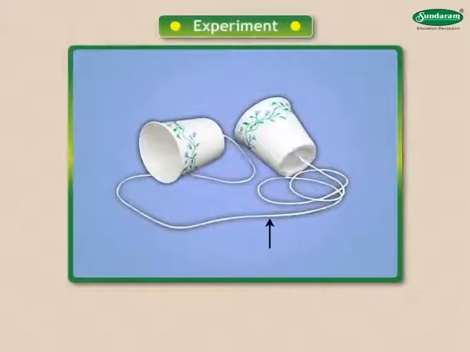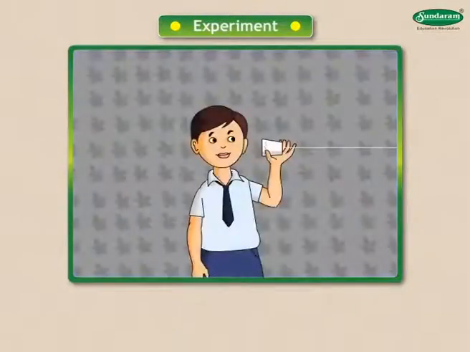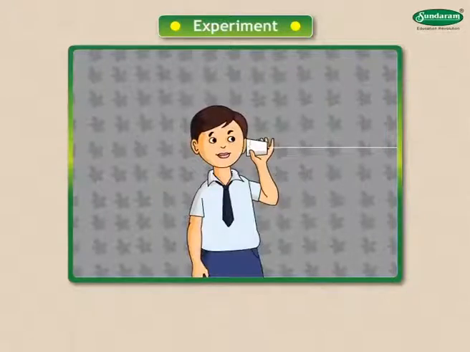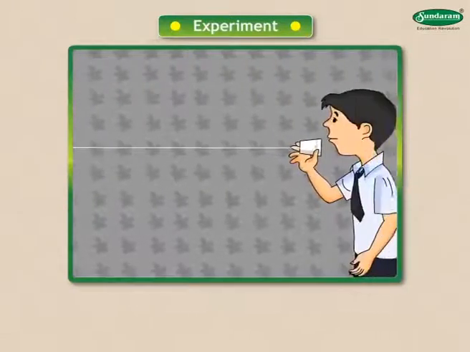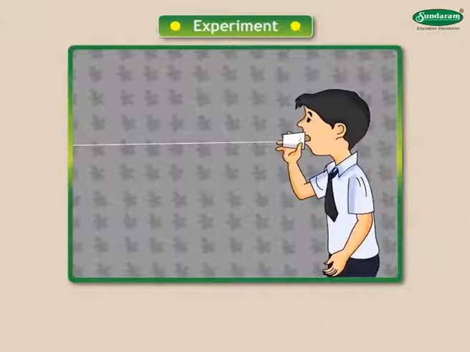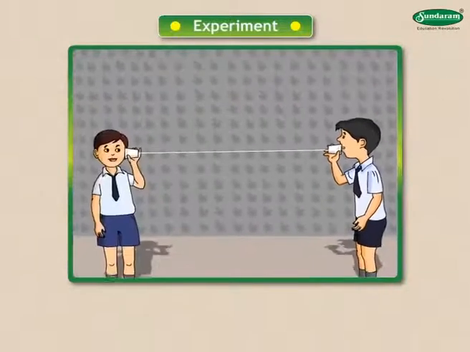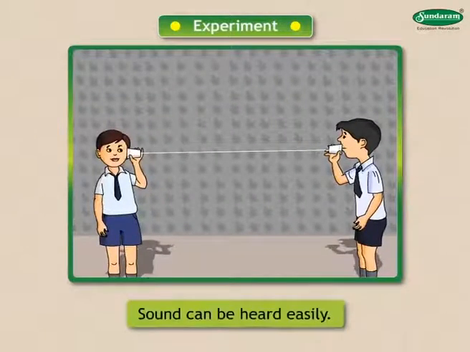Take a 25 to 30 meter length of cotton string. Fix each end of the string to the center of the base of an empty paper cup through holes made in their bases. This is your telephone. Now, tell your friend to hold one cup to his ear. Pull the string straight and taut. Hold the other cup to your mouth and speak into it softly. He will easily hear what you say.